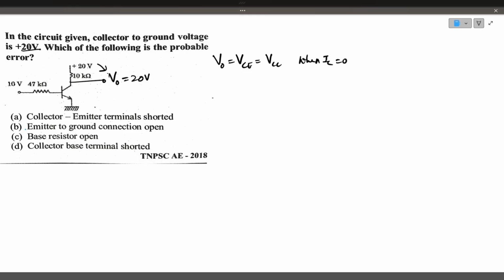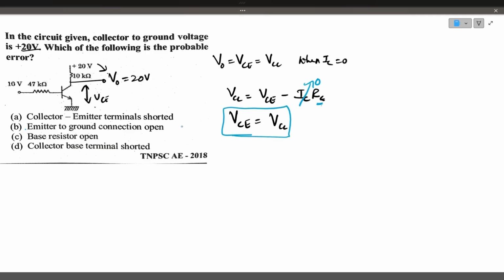If you see the voltage equation, VCC is equal to VCE minus IC RC. This is the voltage equation that we have. VCE is the output collector voltage. This VCE, the collector emitter voltage, is equal to VCC. This happens when collector current is 0. RC cannot be 0 because it is a constant. So when collector current is 0, this situation happens. We'll see the options.